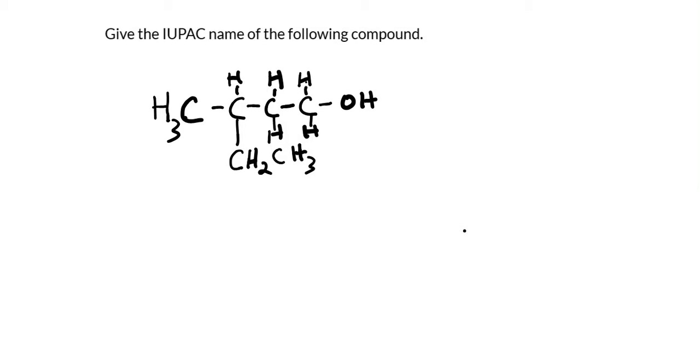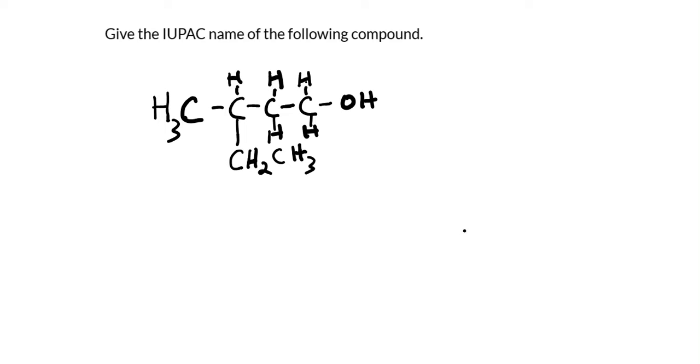Okay, so here we have a problem before us. Give the IUPAC name of the following compound. And if we look at the compound, there's carbons, hydrogens, and then an OH group. It's a straight chain saturated hydrocarbon with an OH, so that's going to be a regular old alcohol.